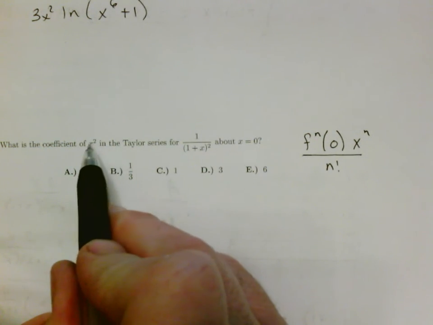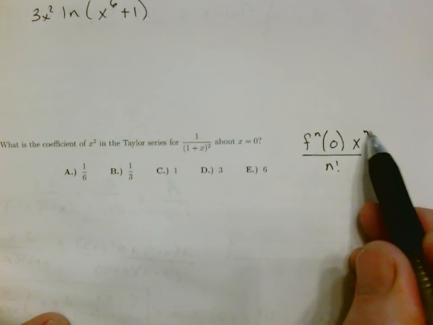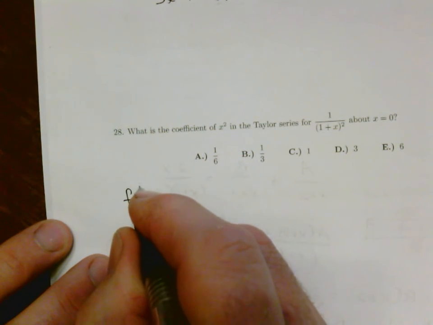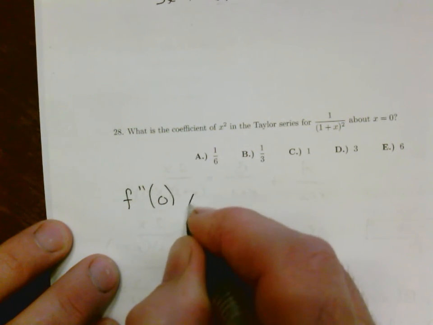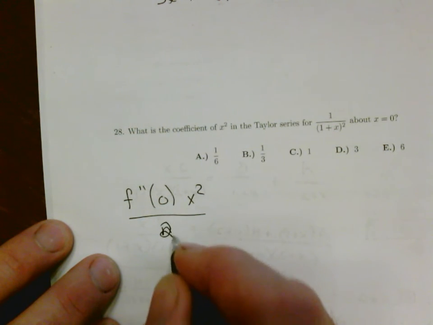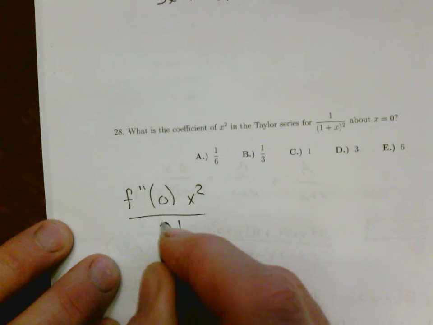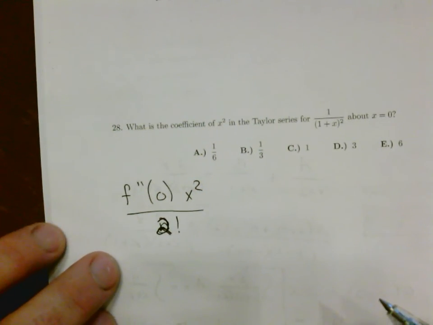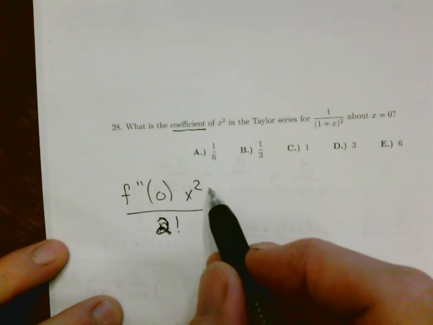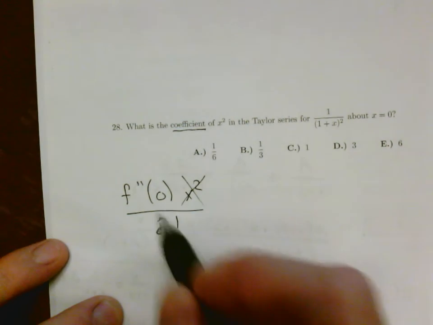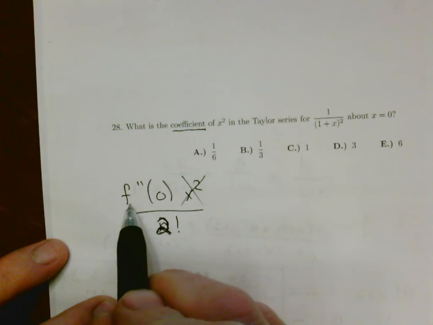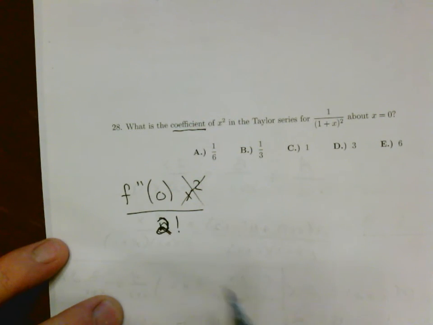So I'm looking for x squared. So if I'm looking for x squared, that has to be a 2, that has to be a 2, that has to be a 2. This is really just evaluating the second derivative at 0 times x squared all over 2 factorial. Okay, now I'm looking for the coefficient. Coefficient is just the number. So the x squared doesn't matter. I just need to figure out what this is. I know what 2 factorial is. It's 2. I just need to compute the second derivative of f and evaluate at 0.